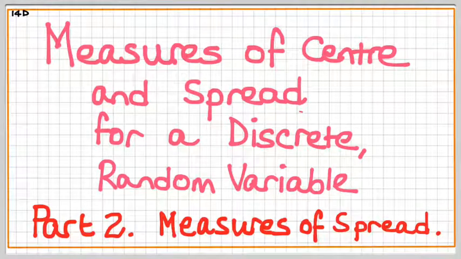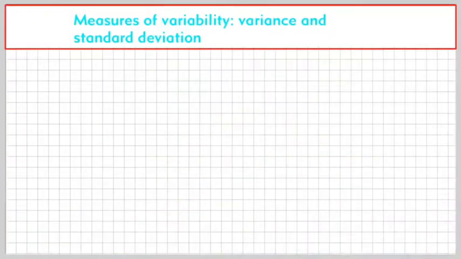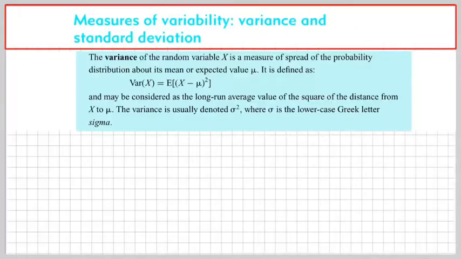Okay guys, we're having a look at measures of centre and spread for a discrete random variable, DRV, part 2. Today, measures of spread. Alright, let's get going. Measures of variability or spread: variance and standard deviation. That's what we're dealing with today. Both are very, very similar to each other in terms of how you work them out.